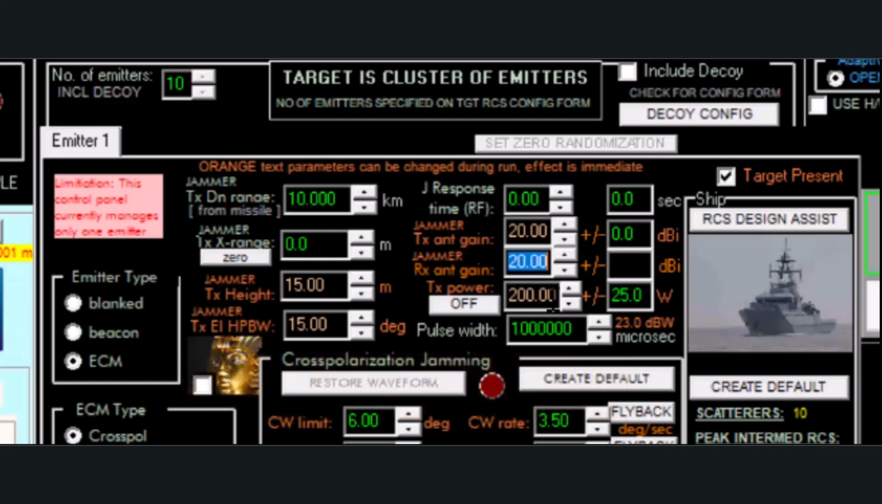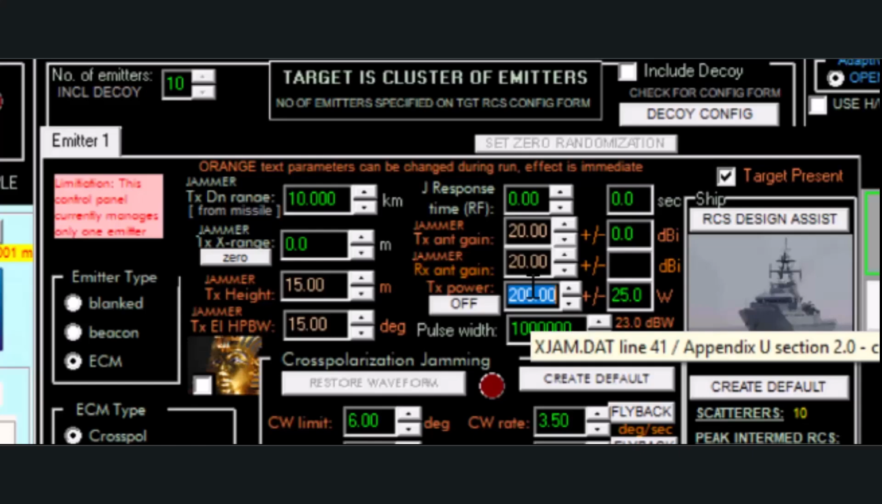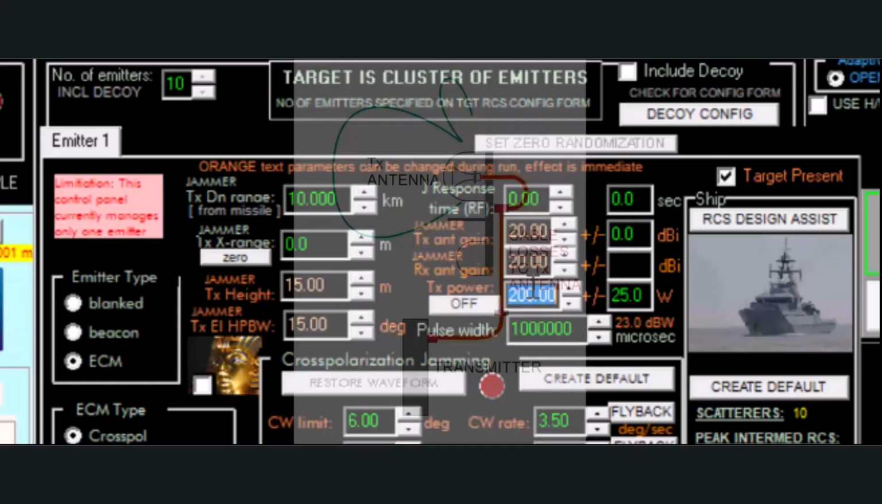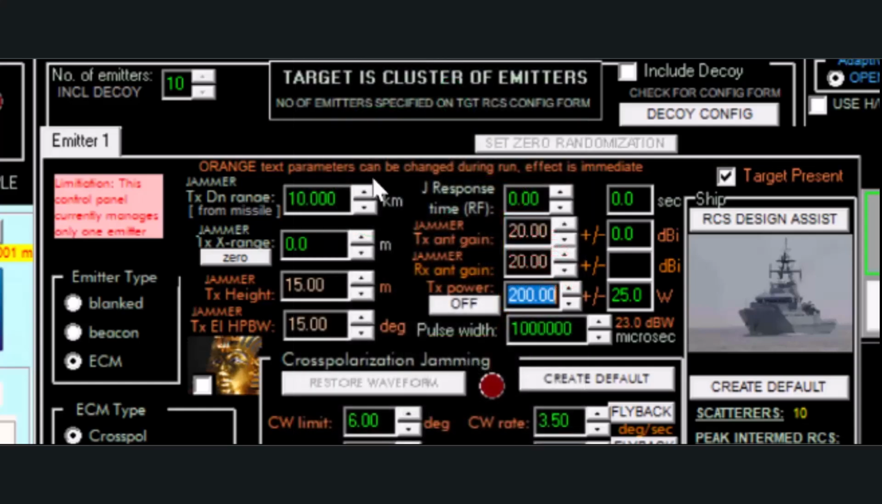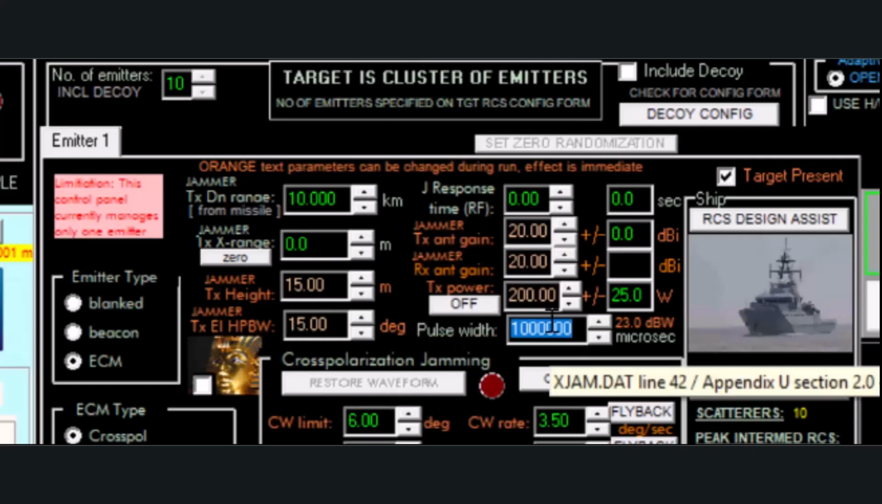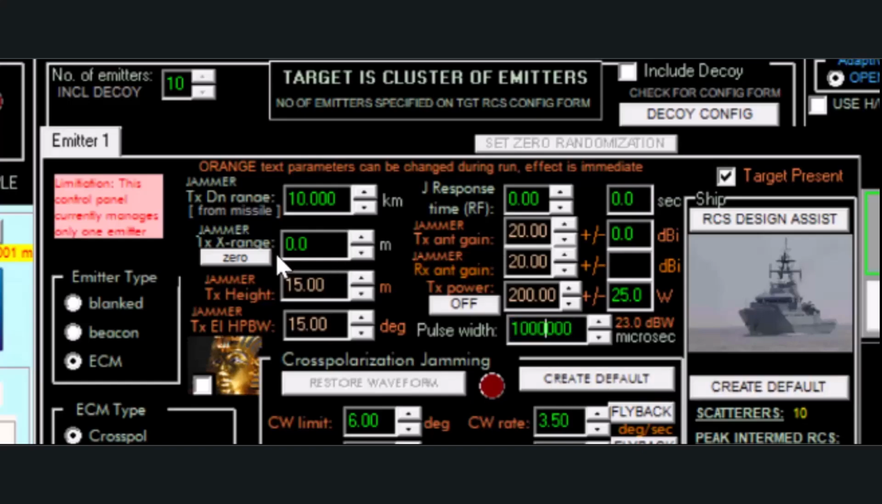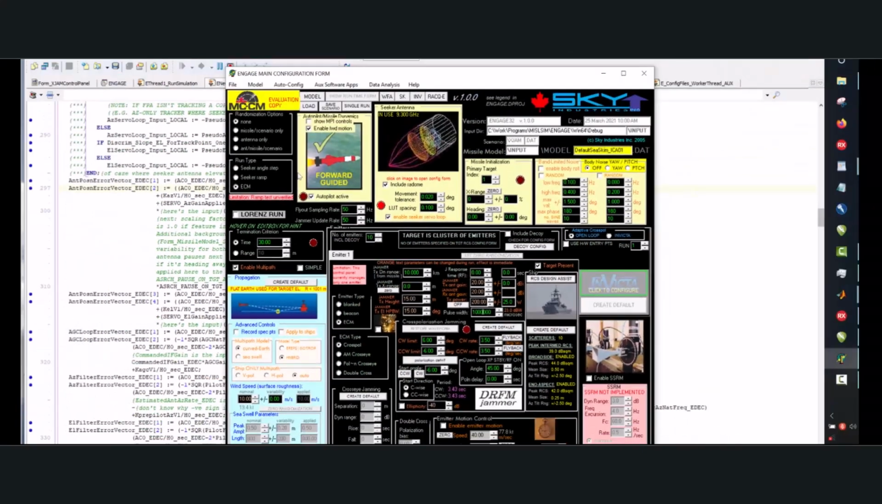Jammer transmitter power. It's a 200 watt jammer because people like to talk about how powerful is the tube. So that would be the power delivered to the jammer antenna terminals. So that would have to include all the path losses all the way up from the transmitter to the antenna terminals, whatever they are. Right now, it's folded into the transmitter power. So that's something to remember. Pulse width. Well, if it's anything bigger than the PRI, it's CW. Okay, so that covers a lot of these things here.